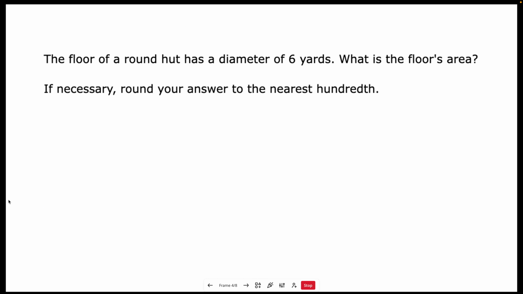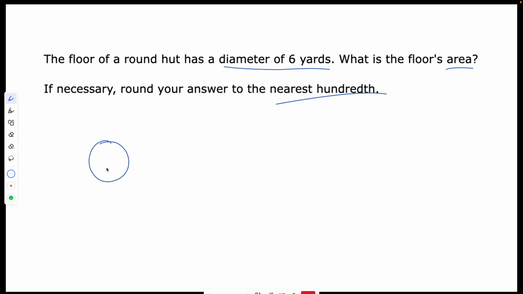Here we go. Says the floor of a round hut has a diameter of 6 yards. What is the floor's area? If necessary, round to the nearest hundredth. Okay, so let's start with a beautiful drawing. It's a round hut. Here's my perfect circle. That's a joke. And in my hut, let's see, there's going to be a bed over here. There's going to be a fire. Those are the logs with some flames. Beautiful, I guess. And then let's put a little table over here.